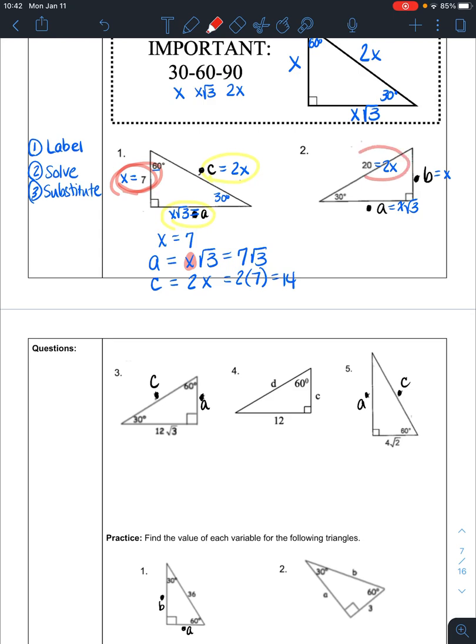So the only equation that I can solve is this one right here. So 20 is equal to 2x. Let's solve it for x. So we divide both sides by 2. So I get x is equal to 10.